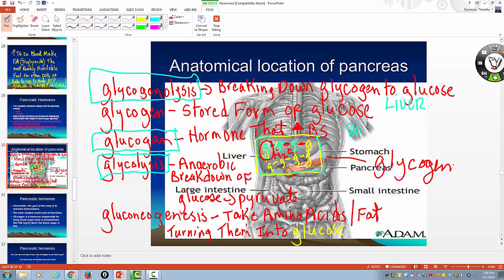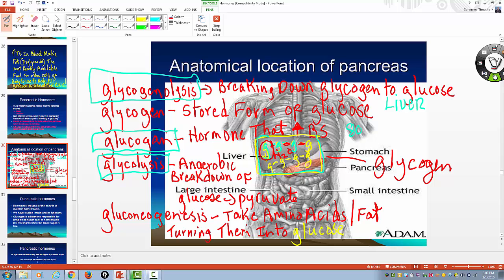A couple of other terms you're going to need to know. Glycogenolysis. You'll read this in your book. You'll see this in clinical. Glycogenolysis is the breaking down of glycogen to glucose. And I'll explain that. Again, glycogen is the stored form of glucose. What's glycogen? Glucose chemically bonded together and stored with water, and is primarily found inside your liver.